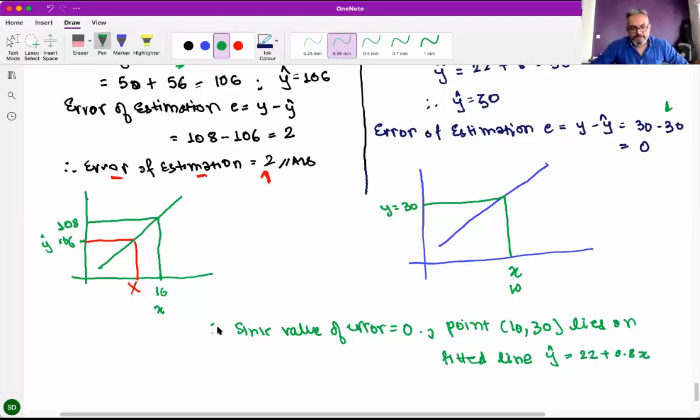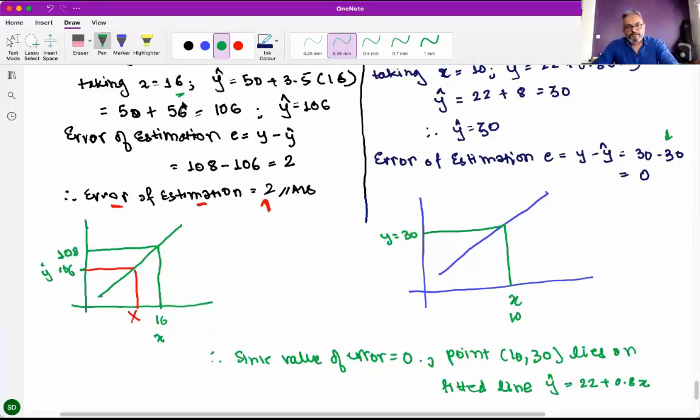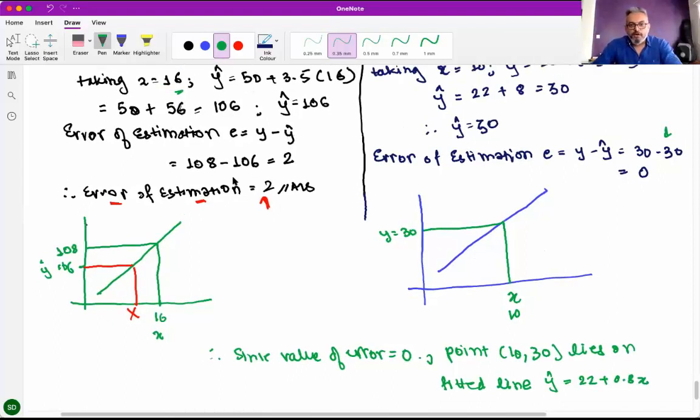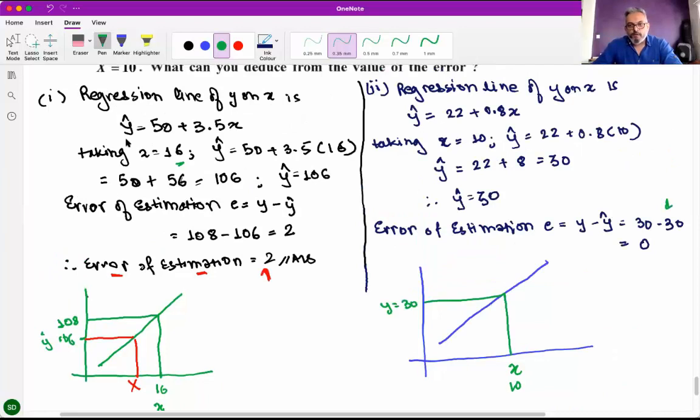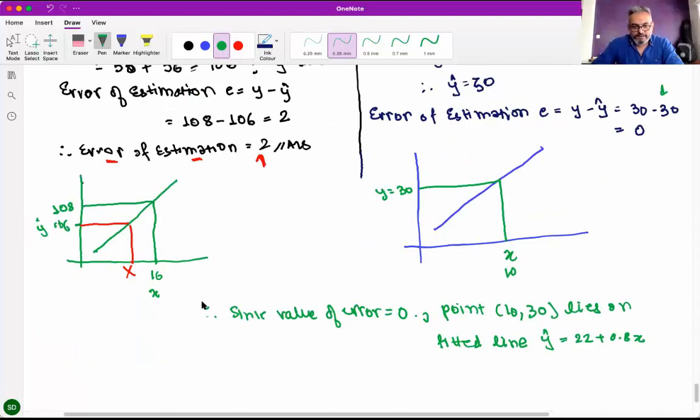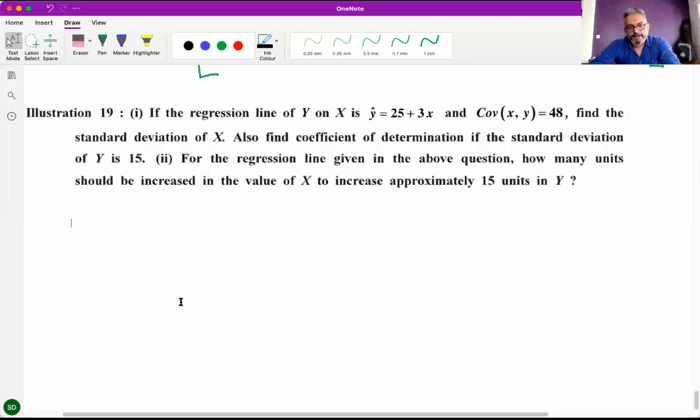So here we can say this, but over here we say that x is 16 and y cap is 106, which does not lie on our regression line, y cap is equal to 50 plus 3.5x. So that's how you have to analyze and write this in 2. Answer for 2. Illustration 19. Now first and second both are important for exam.